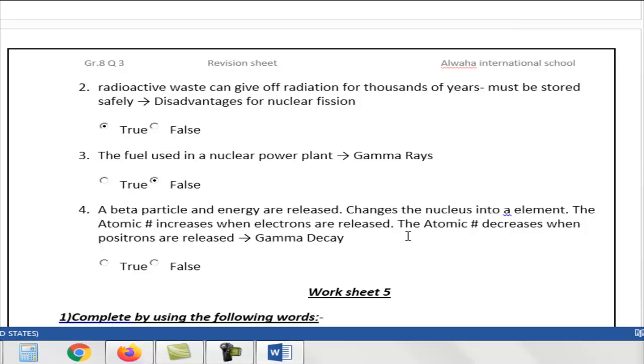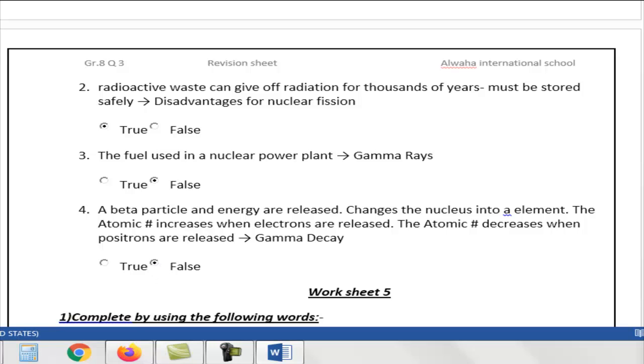A beta particle and energy are released, changing the nucleus into another element. The atomic number increases when electrons are released. The atomic number decreases when positrons are released. Gamma ray. So this is gamma ray. So number four will be false.